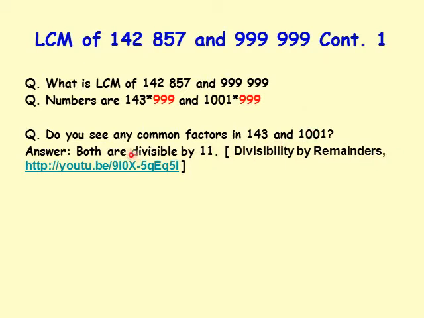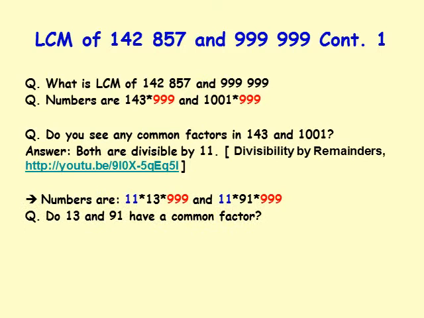And this is the video we have on divisibility by remainders. We did that, and it talks about some difference method, digit sum and digit differences. So the two numbers are now 11 times 13, since 143 is 11 times 13, and 1001 is 11 times 91. So 11 is a common factor, 999 is a common factor, and this 13 and 91 we have to resolve further.